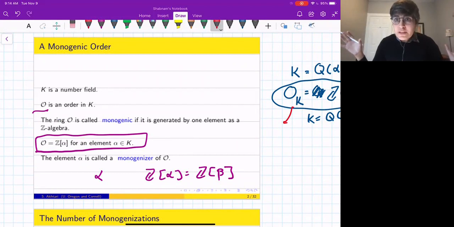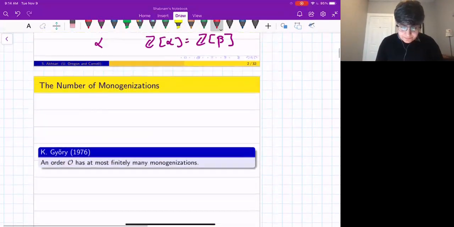Is a number field monogenic? By that we mean, can the ring of integers, as an order, be monogenic or not? And then another question is, if you have any ring in your number field, is that monogenic? If it is, how many monogenizers does it have, how are they related to each other, and so on. So these are the questions that I will be interested in.